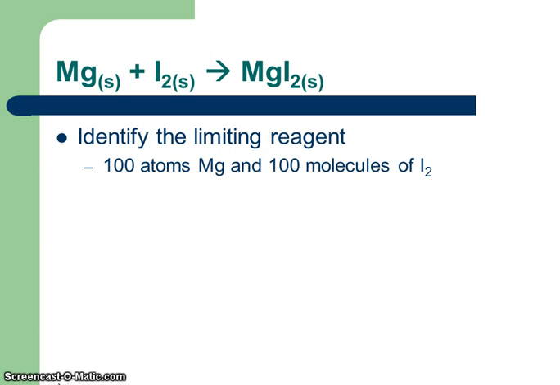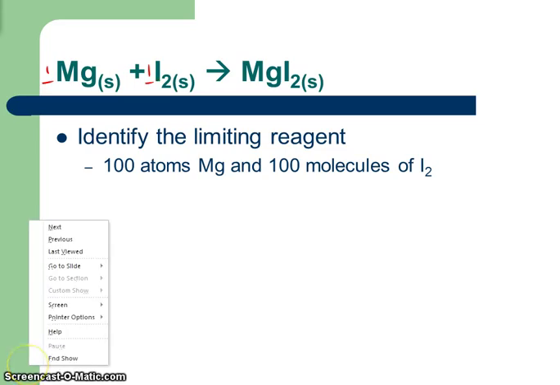So let's say that we start out with 100 atoms of magnesium and 100 diatomic molecules of iodine. Well, the balanced equation is a 1-to-1 ratio. And that ratio is an atom ratio or a particle ratio or a mole ratio. So 100 atoms to 100 diatomic molecules, that's a 1-to-1 ratio. So everything would be consumed in this reaction and we would have no excess.